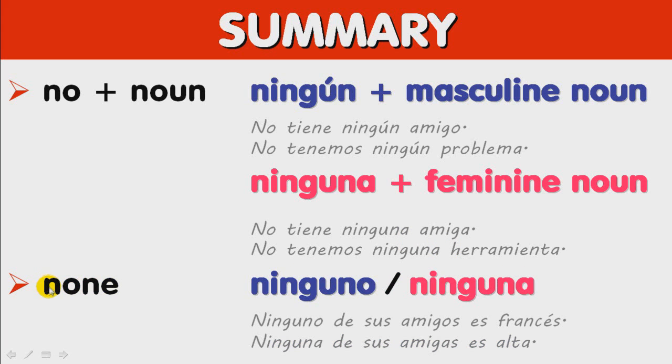Now, if in English we want to say none, we use ninguno o ninguna. Ninguno de sus amigos es francés. None of his friends is French. Ninguna de sus amigas es alta. None of her friends, female friends in this case, is tall.